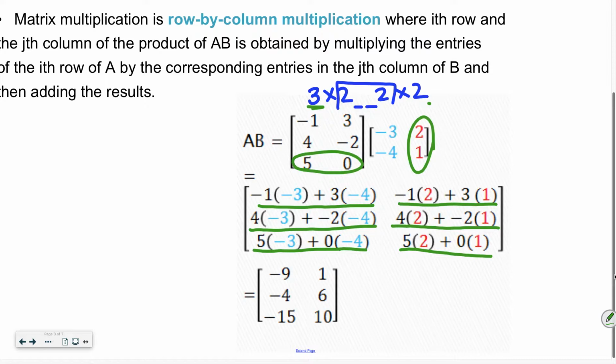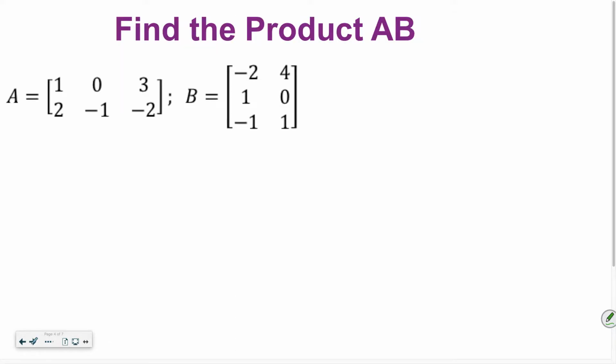Okay? So you have 2 matrices written down below. You have A and B. We are going to find the product. So first of all, can we find the product? What is the order of A? What is the order of B? So what's our answer? Can we take the product? Okay. The 3's match up, so that's good.